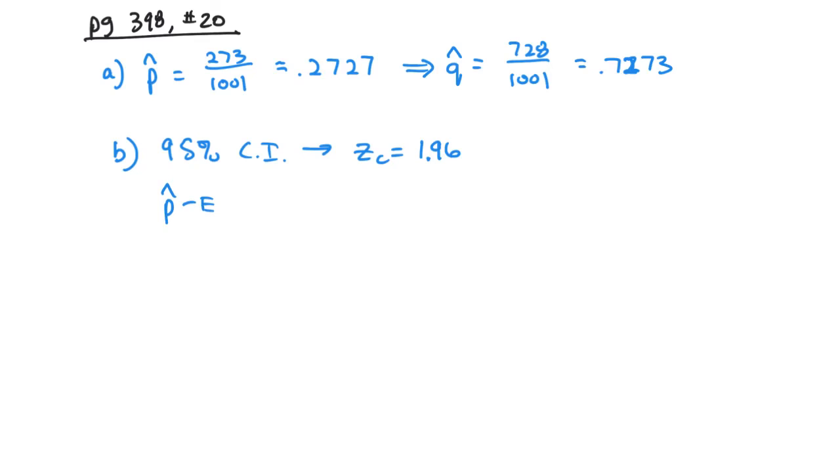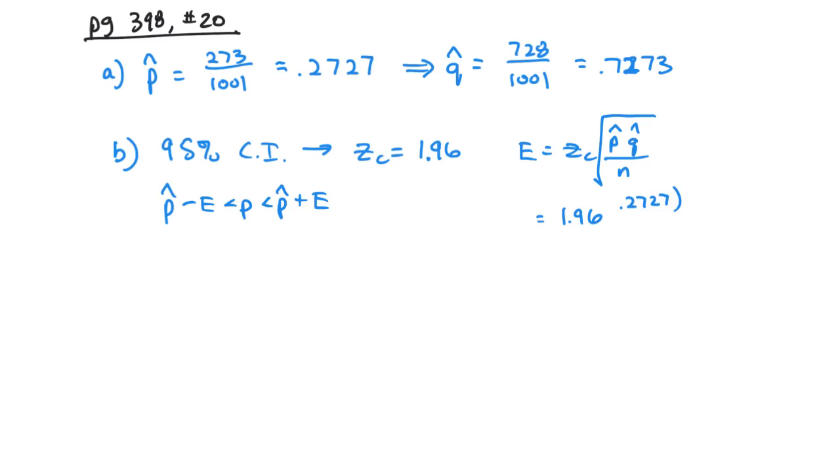P hat minus E is less than P, which is less than P hat plus E. We need to find E. E is Z sub C times the square root of P hat, Q hat over N. So you plug this in, 1.96. P hat is 0.2727. Q hat is 0.7273. N was 1,001, and don't forget to take the square root. When you go through all of this arithmetic, you should eventually get 0.0276. So that's our margin of error. Or as a percentage, you would say it's 2.76%, right? So E is our maximum margin of error.